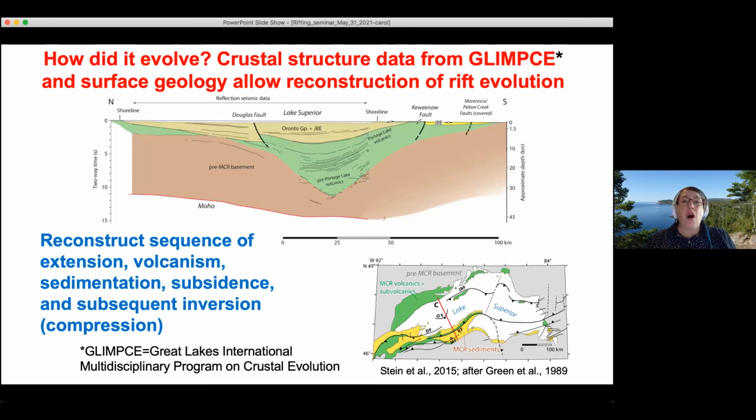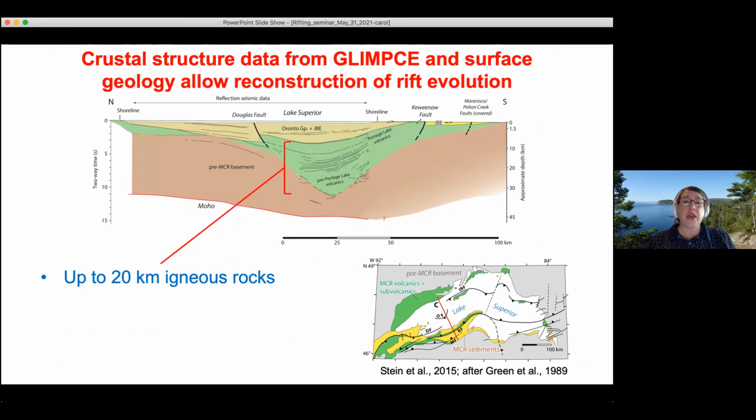How did it evolve? We're very lucky that in the 1980s, there was very high quality seismic reflection data taken across Lake Superior. This shows the profile of this figure up here from the GLIMPCE program, and a lot of data from onshore to put together information that we used to figure out how it evolved. Before we get into how it evolved, let me just take you on a brief geology tour.